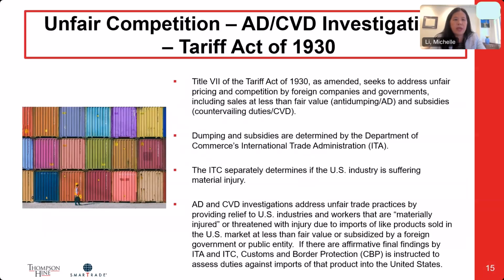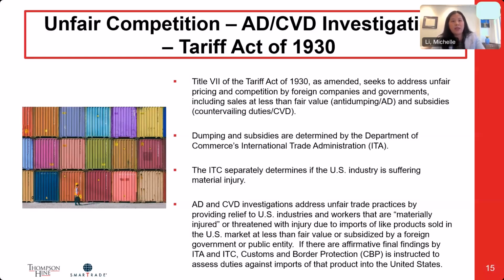So in Title 7 of the Tariff Act of 1930 addresses unfair pricing and competition by foreign companies and governments, including the sales at less than fair value and subsidy countervailing duties.